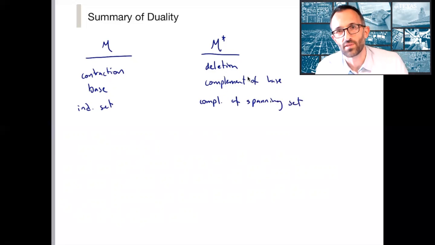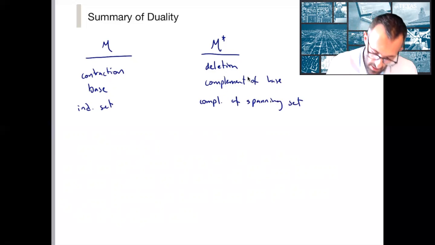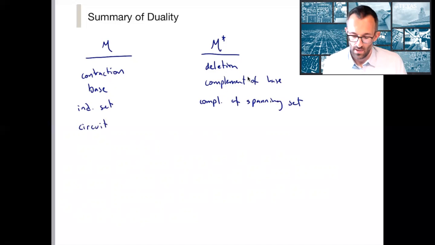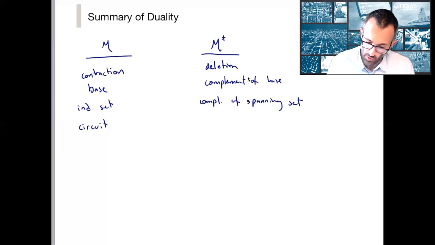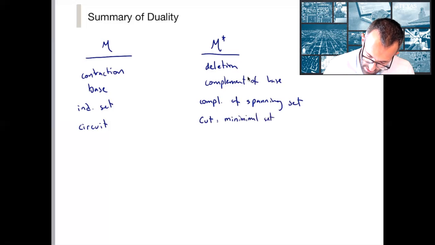And now there are a few other definitions that we had made in previous lectures. For example, a circuit is a minimal size dependent set. It's a set where if I remove any one of its elements, it becomes independent. And in M star, this corresponds to a cut, which we haven't yet defined. So I'll just define this now. This is a minimal set that intersects every base.